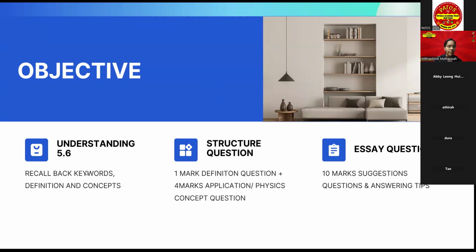We will be recalling back keywords, definition, and concepts, and then we will look at a structure question, which consists of a 1 mark definition question and a 4 marks application or physics concept question. And finally, we will be looking at an essay question, a 10 mark suggestion question, along with our answering techniques. So let's move on.